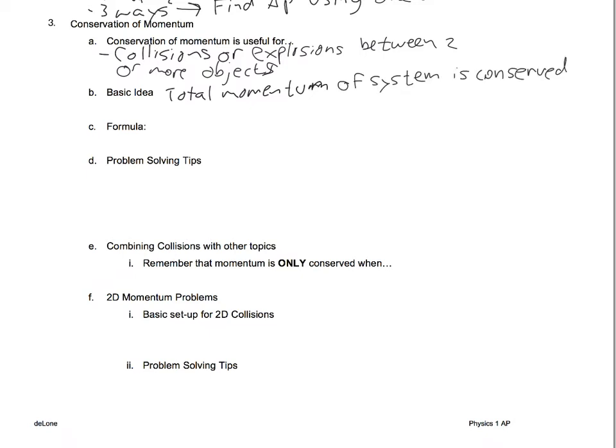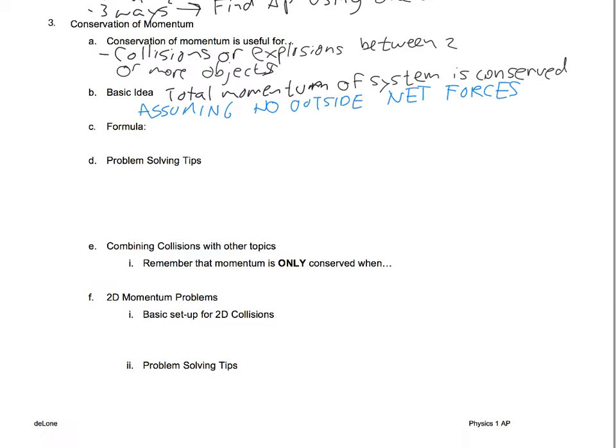Now, there is one really, really important caveat here, okay? Assuming no outside net forces, okay? So if we have, say, friction acting on our objects, all right, that would be an outside net force. That would cause the momentum to not be conserved. If they're going up or down a hill, then gravity would be an outside net force causing momentum to not be conserved. So there are a few situations where momentum won't be conserved.